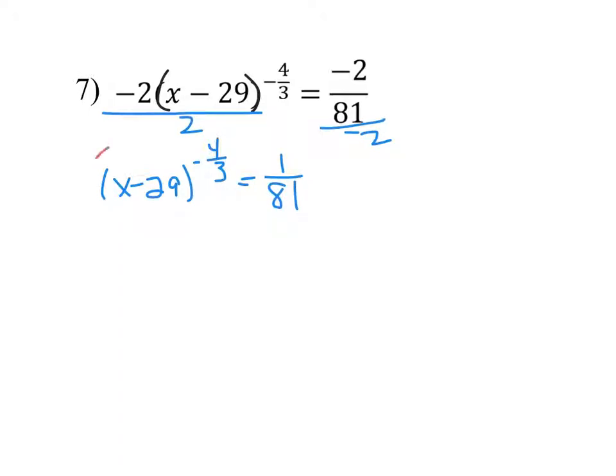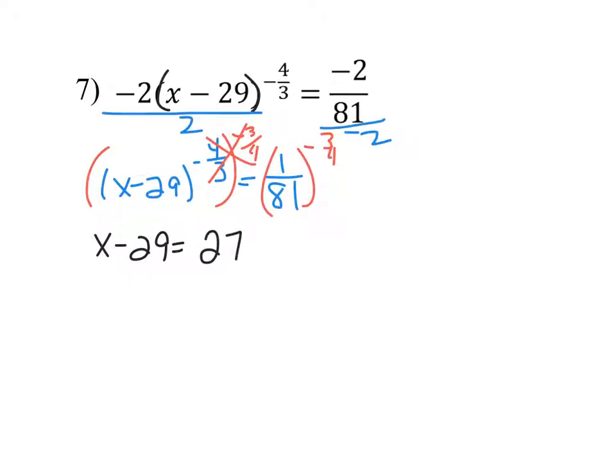Now we flip our exponent, negative 3/4. Remember, keep the sign, it stays the same. That goes away, and we're left with x minus 29 equals 27. Is this even? Yes, it is. Right here, I put the plus or minus.